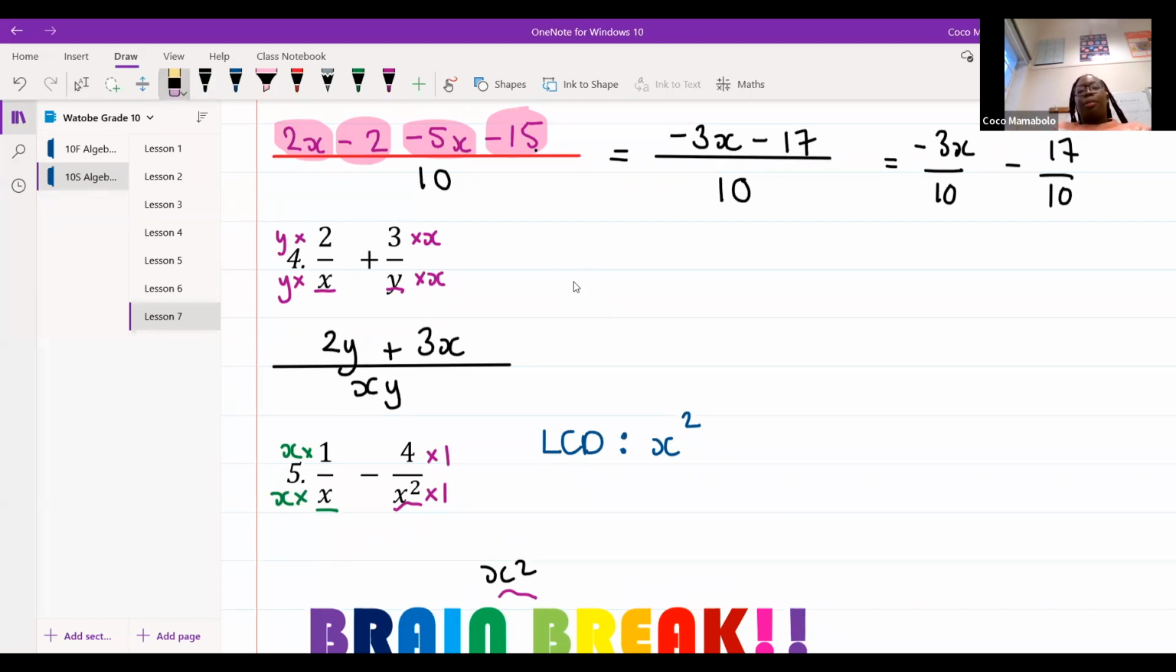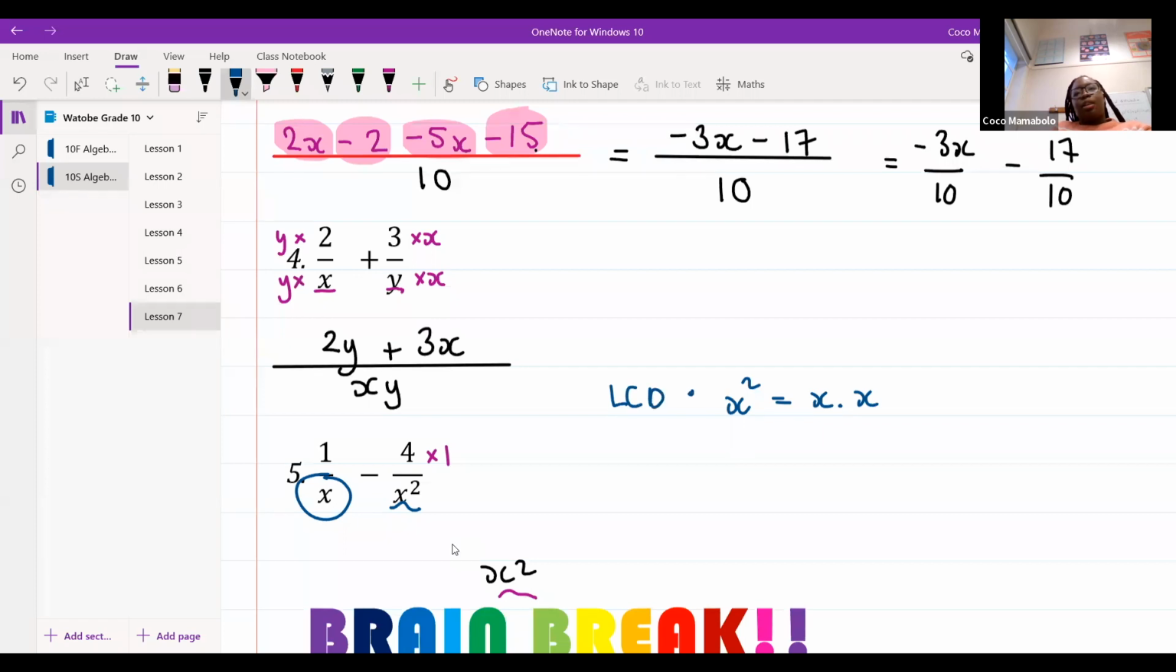Do you agree with me that inside x squared there is x? Because x squared is the same as x times x, right? Yes, ma'am. So if we have to choose an LCD, I can't choose x because it's smaller than x squared. It's not going to work. But I know that inside x squared there's an x, correct? Yes, ma'am. So my LCD is x squared. Are you with me here? Yes, ma'am.